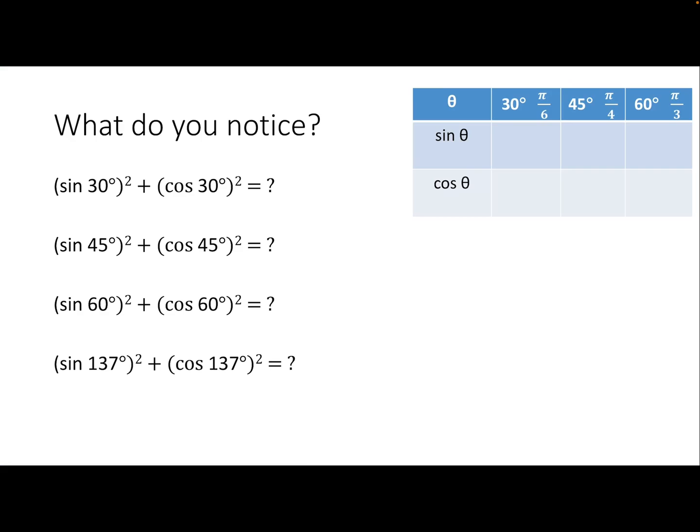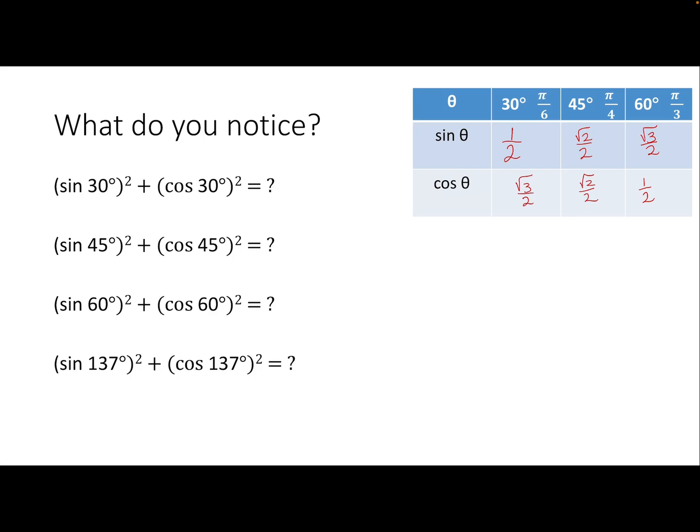Well, we know that the sine of theta, when theta is 30 degrees or pi over 6, is 1/2. The sine of 45 is the square root of 2 over 2. The sine of 60 is the square root of 3 over 2. And the cosine of 30 or pi over 6 is square root of 3 over 2. Cosine of 45 or pi over 4 is square root of 2 over 2. And the cosine of 60 is 1/2.